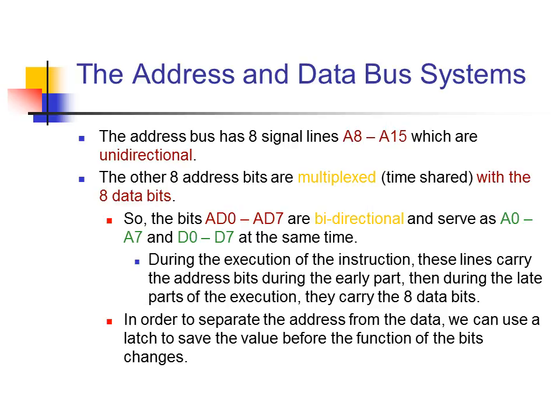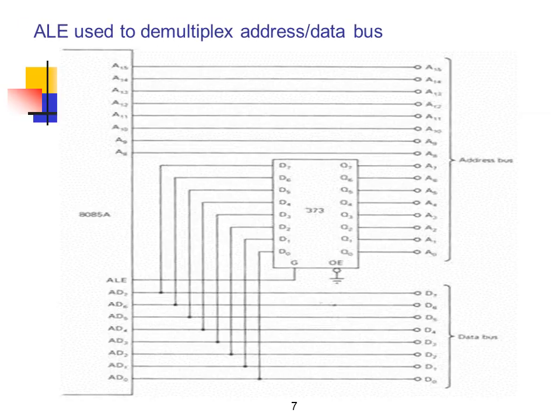In order to separate the address from the data, we can use a latch to save the value before the function of bits. This is the ALE. The ALE, address latch enable, is used to demultiplex the address and data bus. In this, the multiplexed address lines are given to the latch, which separates the address lines and data lines signals.